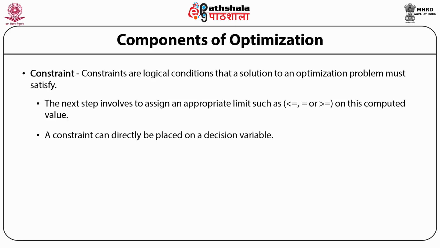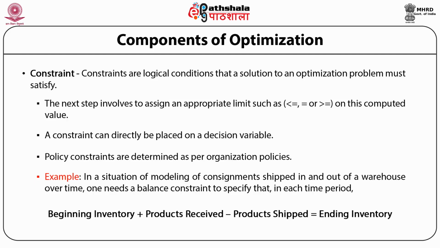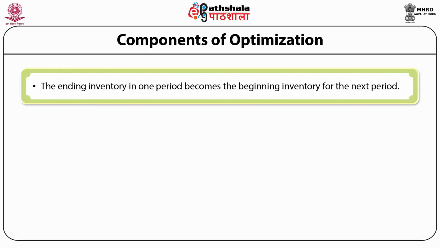A constraint can directly be placed on a decision variable. Policy constraints are determined as per organization policies. To exemplify, in a situation of modeling of consignments shipped in and out of a warehouse over time, one needs a balance constraint to specify that in each time period, the beginning inventory adds up to the products received and subtracting the products shipped equals the ending inventory. And of course, the ending inventory in one period becomes the beginning inventory for the next period.